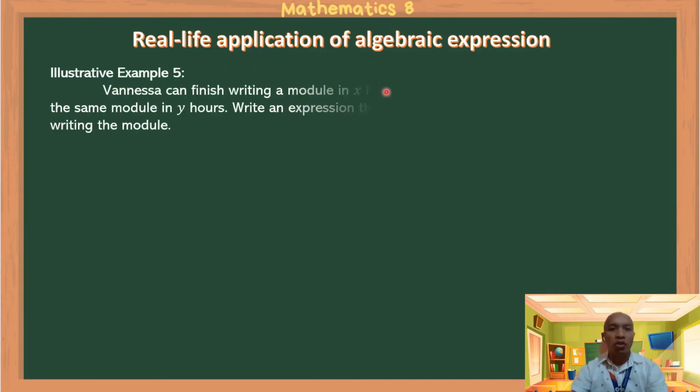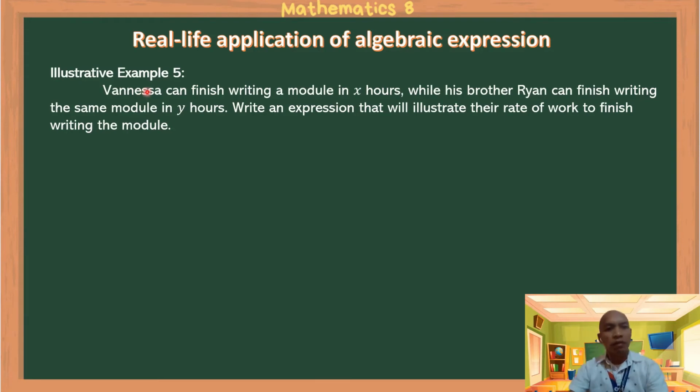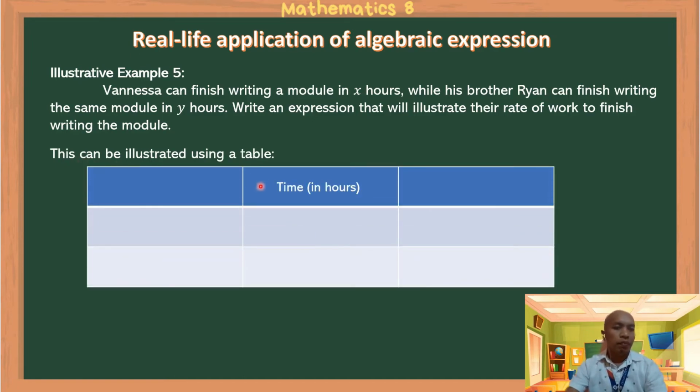So what are the real-life applications of algebraic expression? Let's have an example. Vanessa can finish writing the module in X hours, while his brother Ryan can finish writing the same module in Y hours. Write an expression that will illustrate the rate of work to finish writing the module. This can be illustrated using a table. In the second column, these are the time in terms of hours, and in the third column, these are the part of the work per hour.